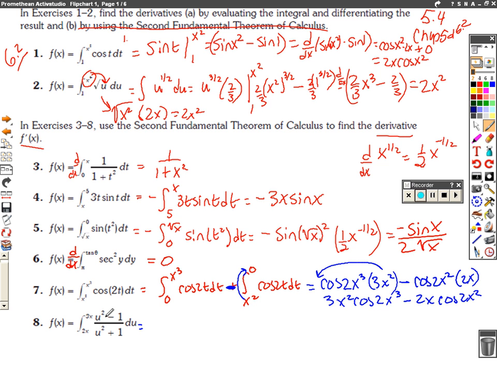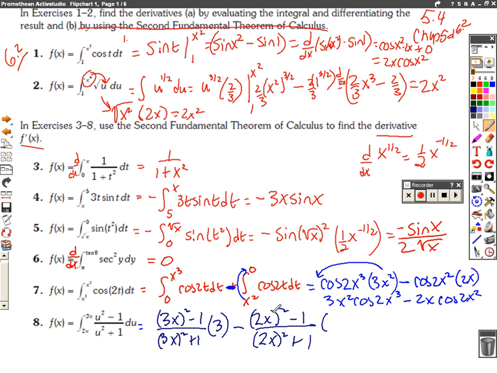This will equal, so I'm going to plug the first one in, the top one in. So it's 3x, the whole thing, squared minus 1, over 3x, the whole thing, squared plus 1, times the derivative of what I plugged in, which was 3, minus, because now I'm going to plug in that second one, 2x, the quantity squared minus 1, over 2x, quantity squared, plus 1. And then I have to multiply it by the derivative of 2x, which is 2. All right.